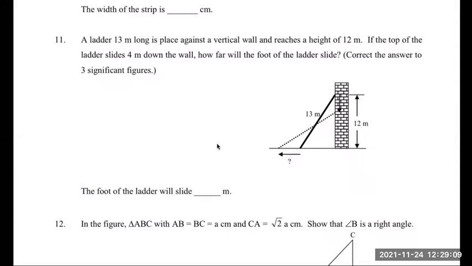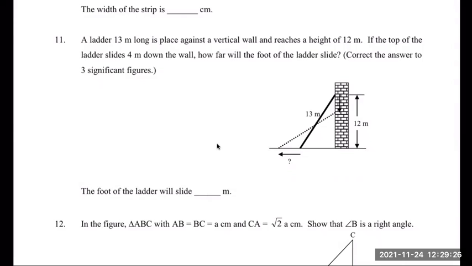The question says a ladder 13 meters long is placed against the vertical wall and reaches a height of 12 meters. If the top of the ladder slides 4 meters down the wall, how far will the foot of the ladder slide? Correct the answer to 3 significant figures.